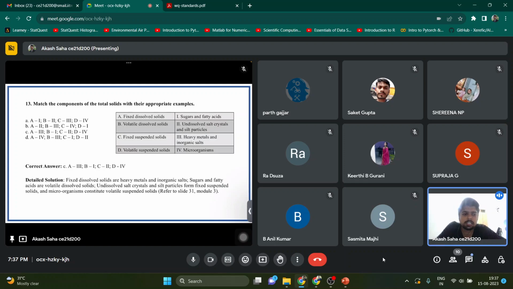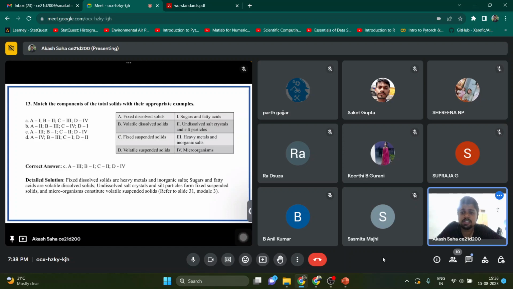Then we have volatile dissolved solids. If it is a volatile matter, then it must be an organic type, and it is able to dissolve. So it can be something like sugar or fatty acids. These are organic, plus they can be dissolved, and at higher temperature they are able to be evaporated. So they are volatile. So B goes with 1.